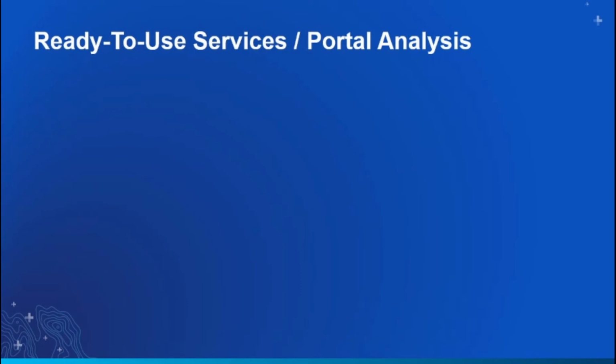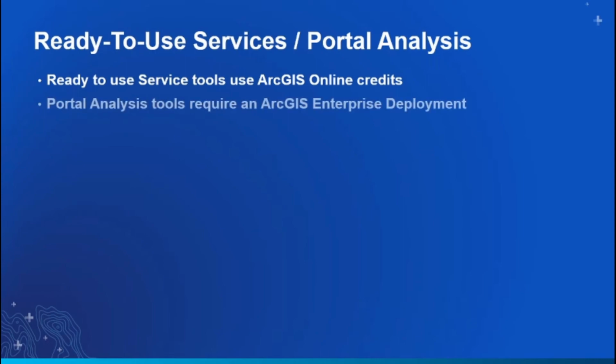So we also have ready-to-use services or portal analysis tools. Basically, these ready-to-use services are tools that are provided to ArcGIS Pro as a service coming from ArcGIS Online. Therefore, when you use these tools, you actually use ArcGIS Online credits, so you might want to use them sparingly just to conserve credits within your ArcGIS Online organization. Now, the portal analysis tools do pretty much the same thing, except they require an ArcGIS Enterprise deployment behind the portal so that you can make use of the tools.